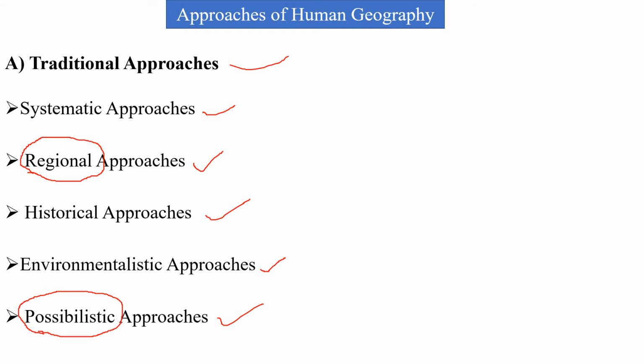Trade and transportation development will remain the same in the area. Such things have been investigated in this approach. In traditional approaches, the first is the systematic approach, second the regional approach, then the historical approach, then the environmentalistic approach and the possibilistic approach. These five are the important approaches useful for the study of human geography.